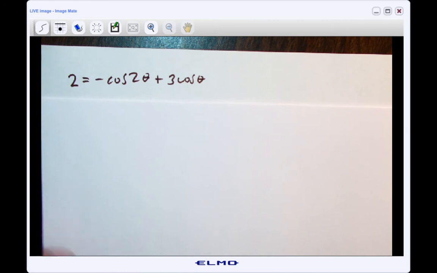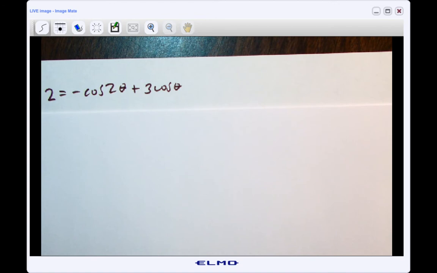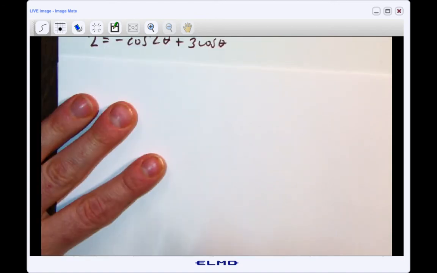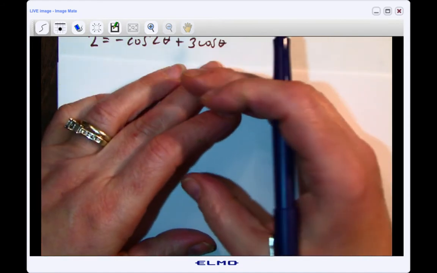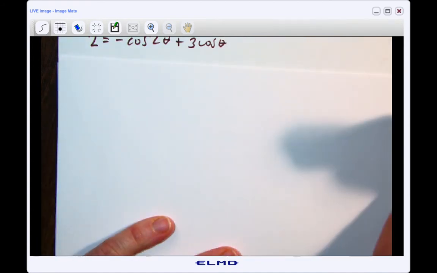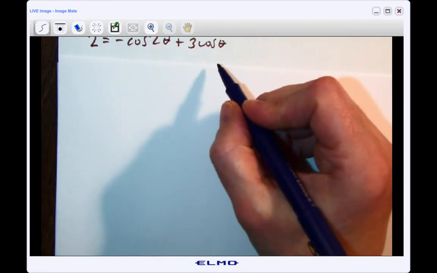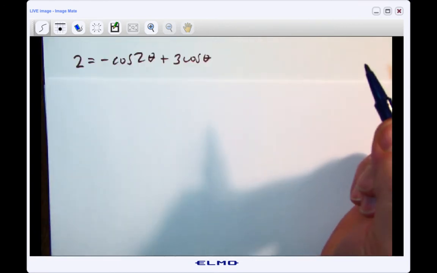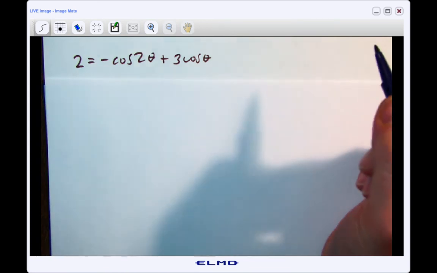Now this one's a little different because I have a cosine 2 theta and I have a cosine theta. There's no way for me to factor this out. If I could factor it so that I would have them multiplied together, I could work with each one separately. So that was one of our strategies before. But there's really no way to do that here. So guess what we're going to have to do? We're going to have to use our double angle formula.